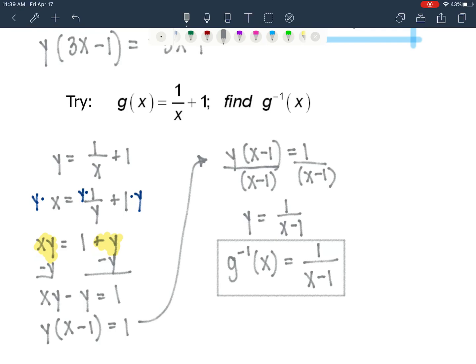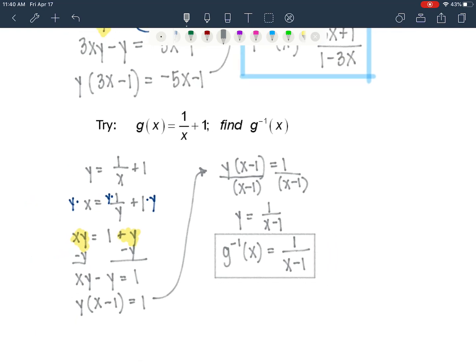Now, inverse functions can be pretty algebraic intense, so I encourage you to get all the practice that you can in finding inverse functions. We'll talk about what their graphs look like. Their graphs are pretty cool.